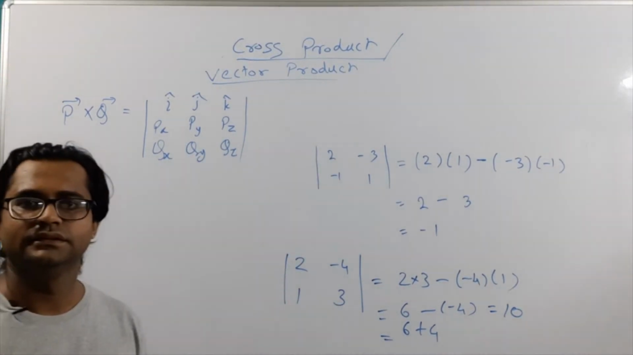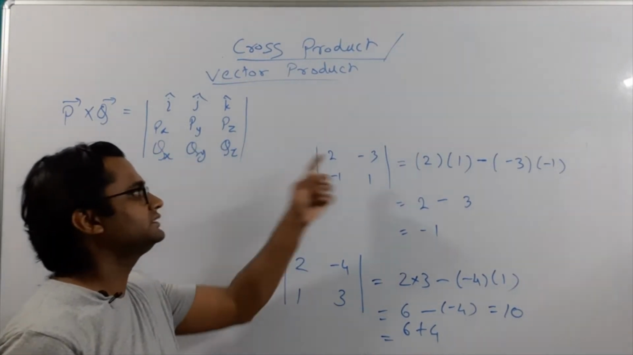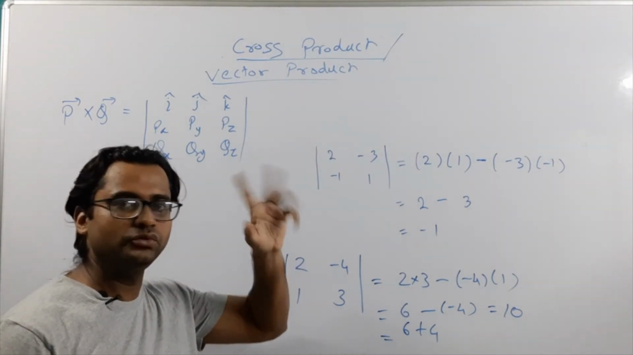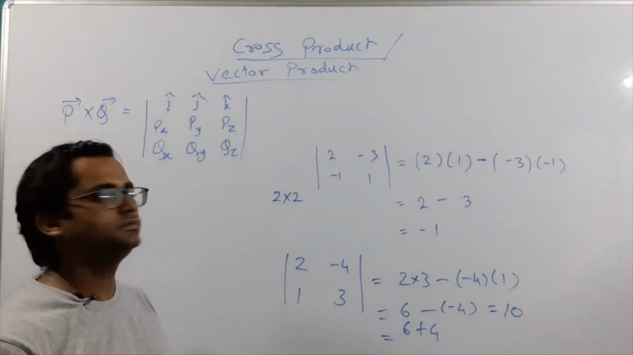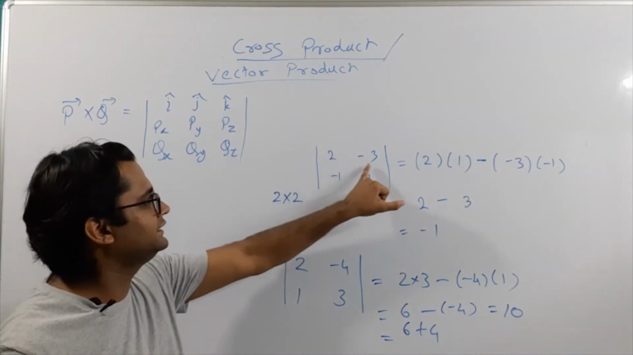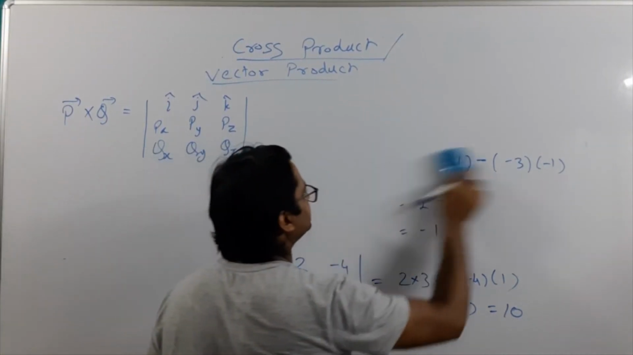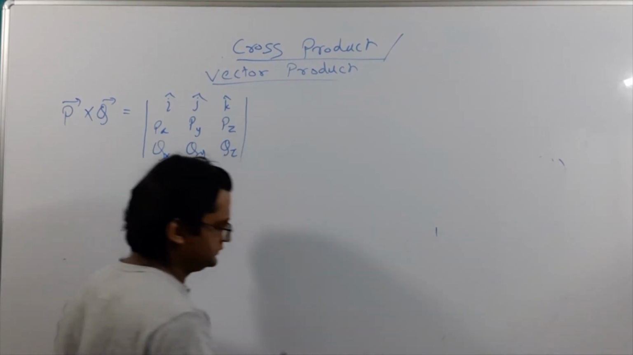Fine. Now these are the situations where we have 2 rows and 2 columns. So these are 2 by 2 determinants. This kind of determinant is called a 2 by 2 determinant. There are 2 rows and 2 columns, so in total there are 4 elements. We can say that these are elements. So there are 4 elements. Now let us consider the bigger situation where we have more rows and more columns.